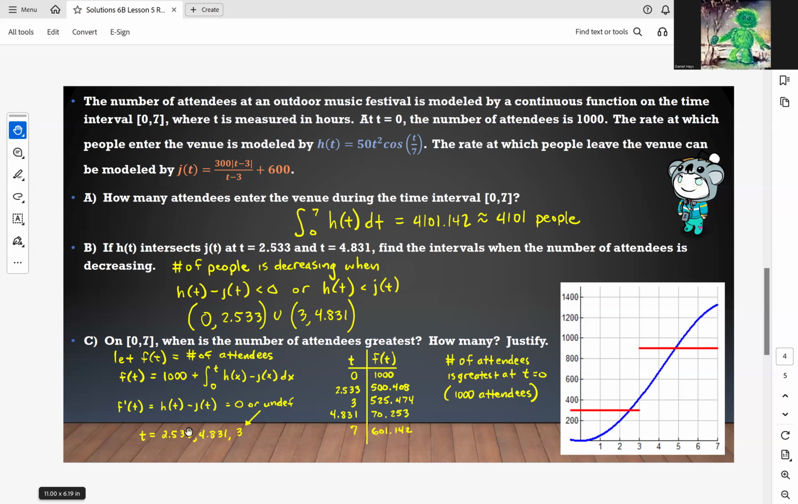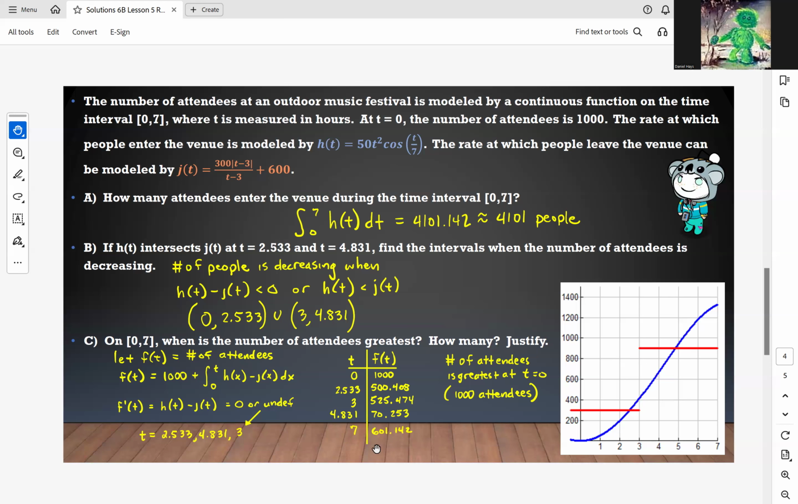That's precisely where h minus j is 0, and those are going to be the intersections in the graph. So I'm pulling a total of 3 time values as candidates. And of course, I'm also going to consider endpoints at 0 and 7.